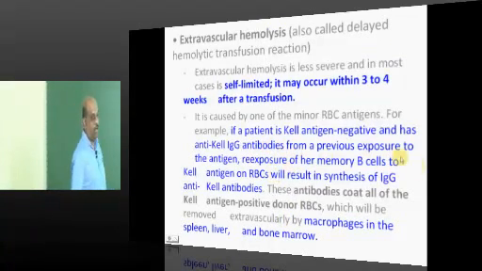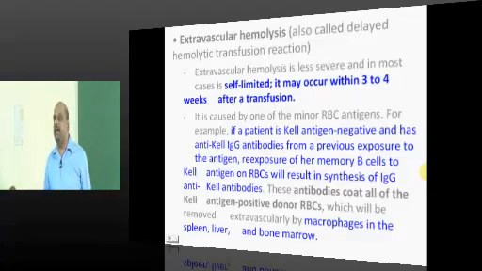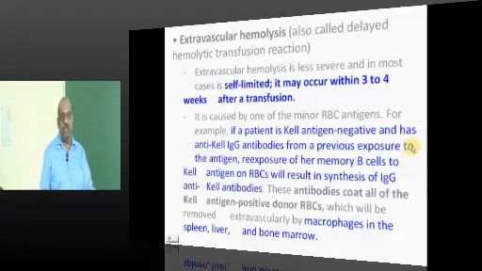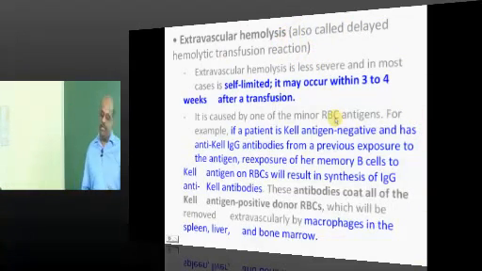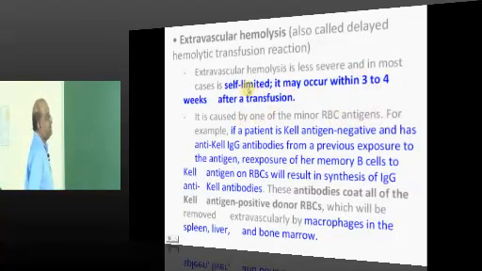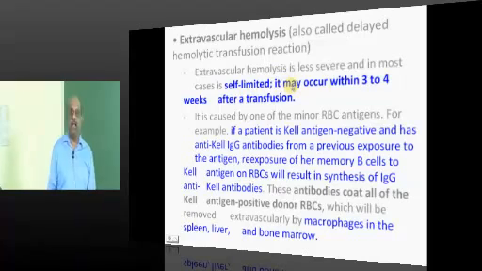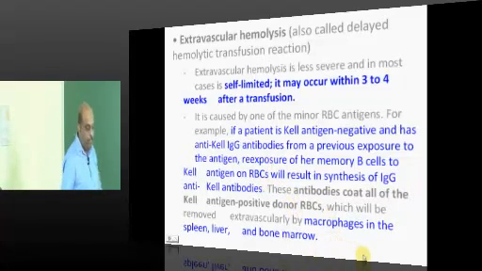So that is all the story called acute hemolytic reaction, which is often intravascular hemolysis, which is due to ABO mismatch. Then what is extravascular hemolysis? It is also called delayed hemolytic reaction. It is often self-limited. It occurs generally 3 to 4 weeks after the transfusion. And why does it basically occur? It is not due to the ABO mismatch.